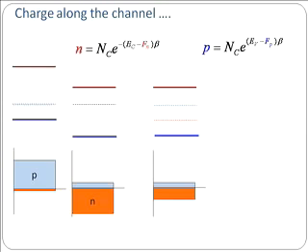You know what will happen. This is what's going to happen. You see, the hole concentration has not changed because the difference between the hole Fermi level and the valence band remains the same. So that has not changed.